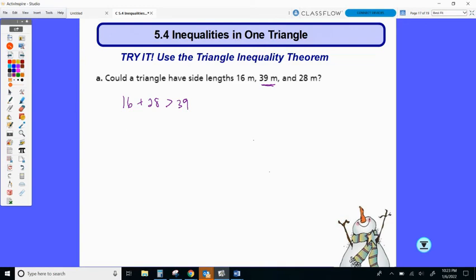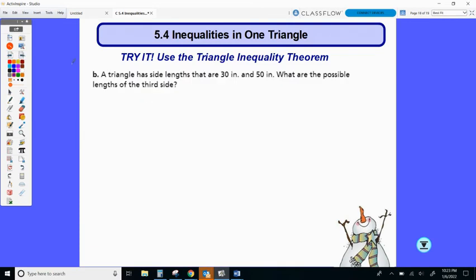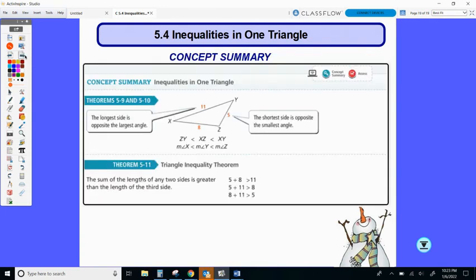Okay. The pen decided to stop working. So that is my inequalities in a nutshell. That's how I find all my triangle inequalities.